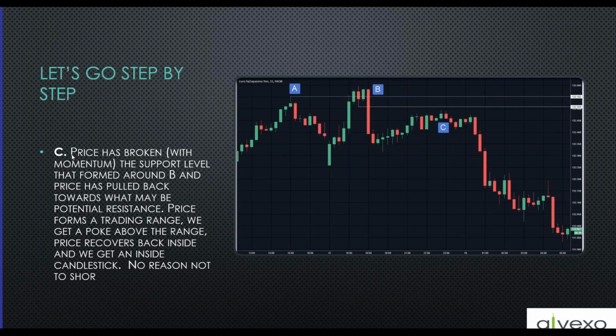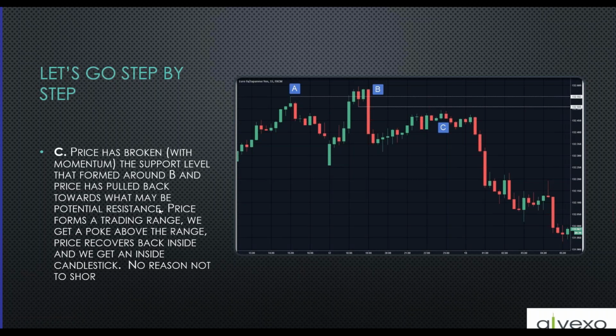Volume would help us all along the way. Now it's C. So now we had this big candle, but it wasn't a mother candle because we have no inside candles. So we have that big drop. So price has broken with momentum the support level that formed around B, and the price has pulled back towards what may be potential resistance, which is the low created from these three candles.